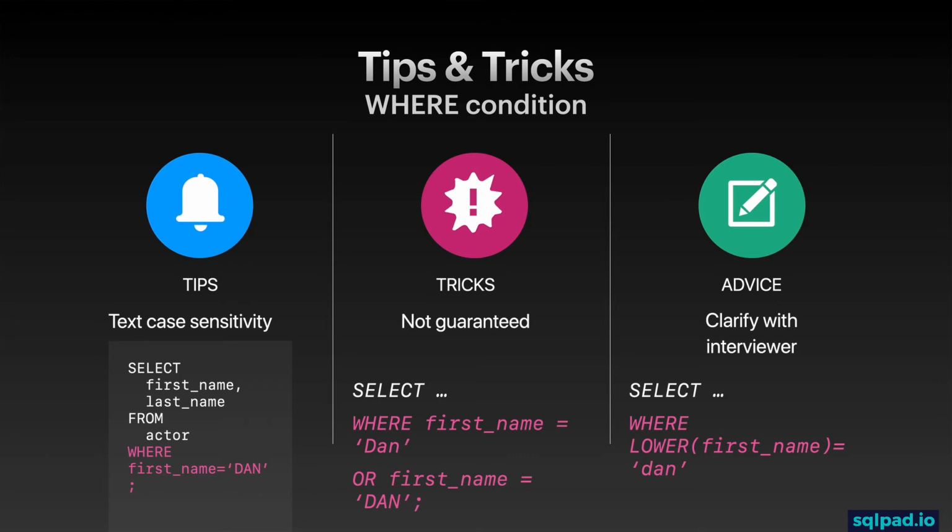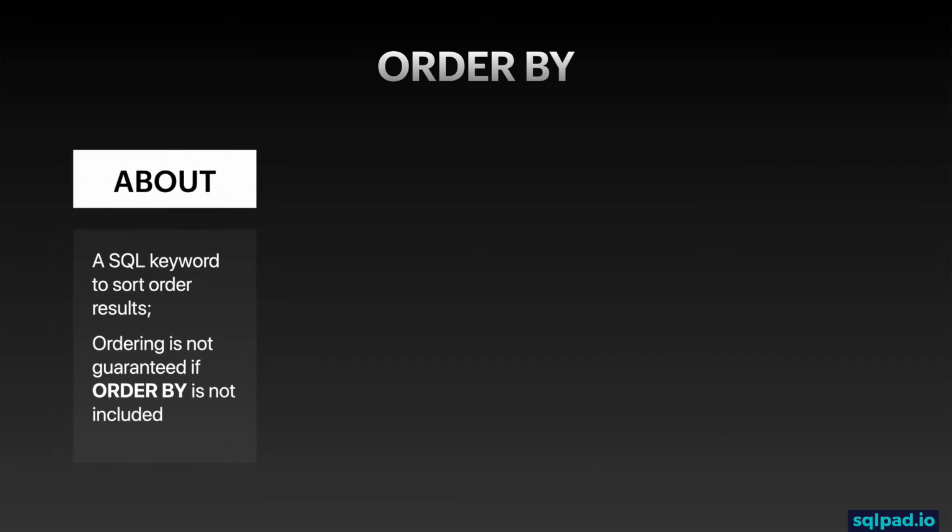and I'm comparing the lowercase first name to DAN, all in lowercase, to get all the results I wanted. The next SQL operator is order by. Very often you wanted to return the results in a consistent order. That's where order by came in. Order by is a SQL keyword for you to sort all the results based on your preferences.